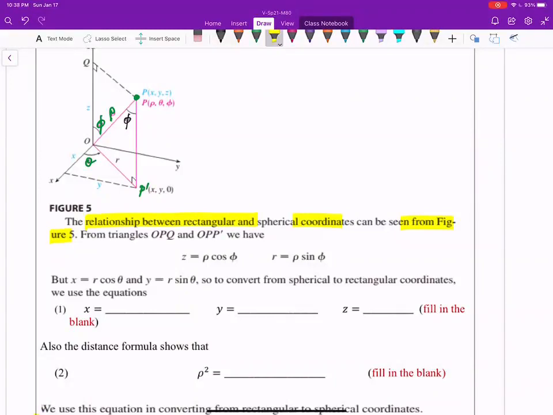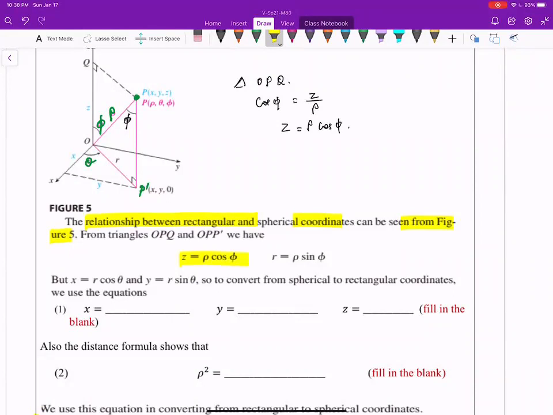So take the triangle OPQ. From the triangle OPQ, PQ is perpendicular to the z-axis. This is 90 degrees, so rho is the hypotenuse of that triangle. So cosine phi for that triangle would be adjacent over hypotenuse, or z equal to rho cosine phi. So we have z equal to rho cosine phi.